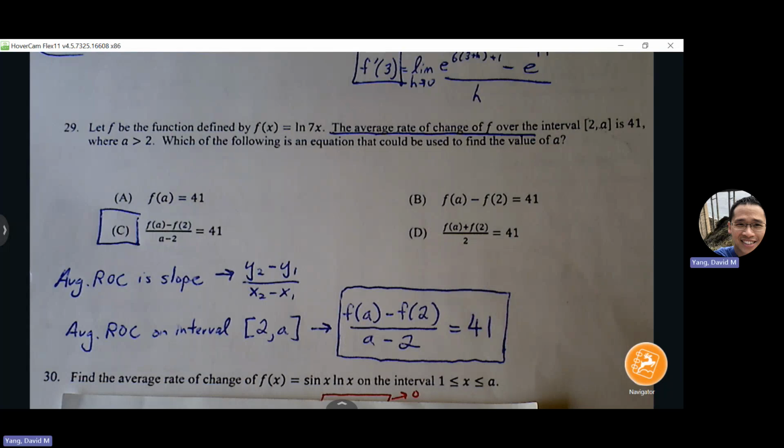Okay, 30, same way. y sub 2 minus y sub 1 over x sub 2 minus x sub 1.